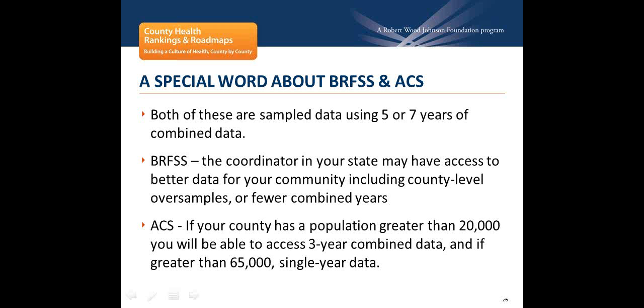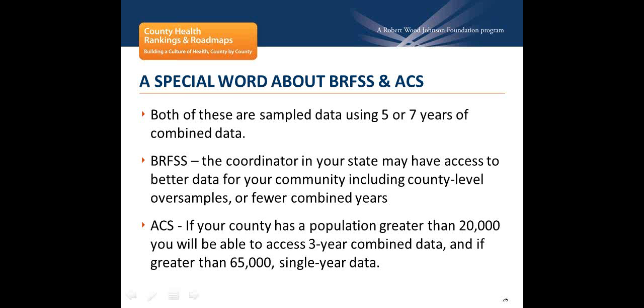However, to create estimates for the greatest number of communities, we needed to combine multiple years of data, 5 years for the American Community Survey and 7 years for the Behavioral Risk Factor Surveillance System. This creates a real problem for measuring progress towards better health. For both of these surveys, however, many communities can access better trend data than what we are using.